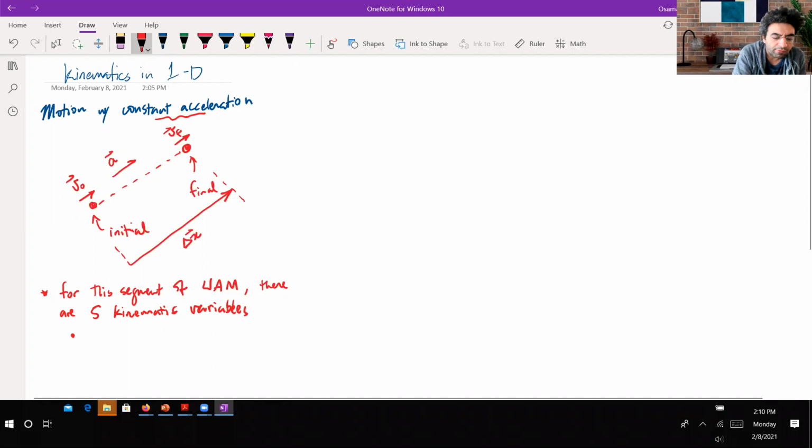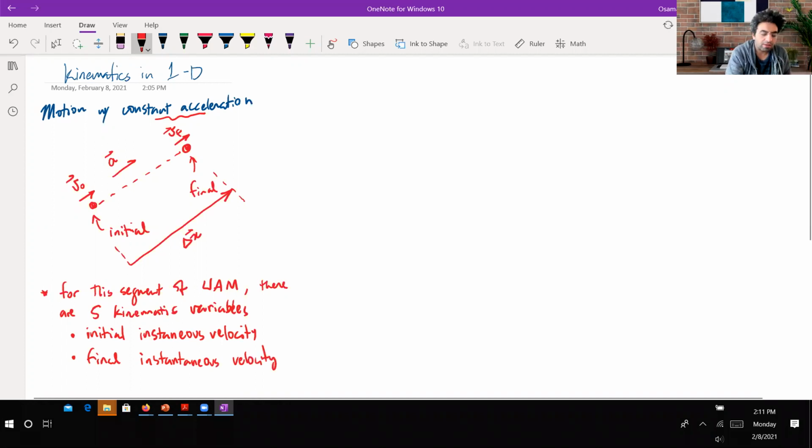The initial and the final velocities, these are 2 variables that we're going to think about separately. So the initial instantaneous velocity and the final instantaneous velocity. Oh, I misspelled instantaneous. So I missed a whole bit of it. So these are the initial and the final instantaneous velocities, v sub 0 and v sub f.